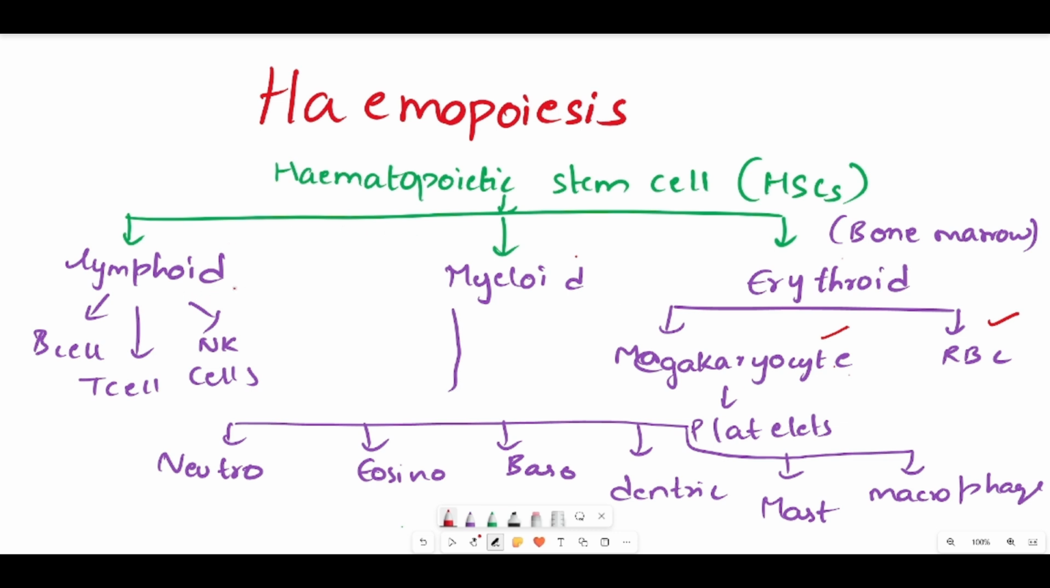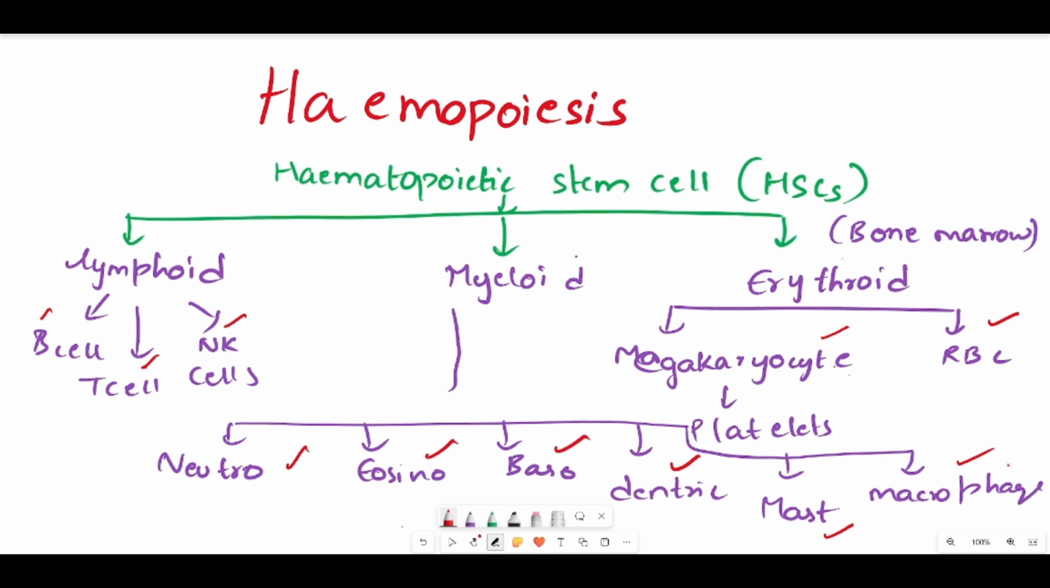And next one is lymphoid. Lymphoid is further divided into B cell, T cell and NK cell. NK cell is nothing but the natural killer cell, and these are mainly useful for immunity. And next one is myeloid cell. These are further divided into the neutrophils, eosinophils, basophils, dendritic cells, mast cells and macrophages.